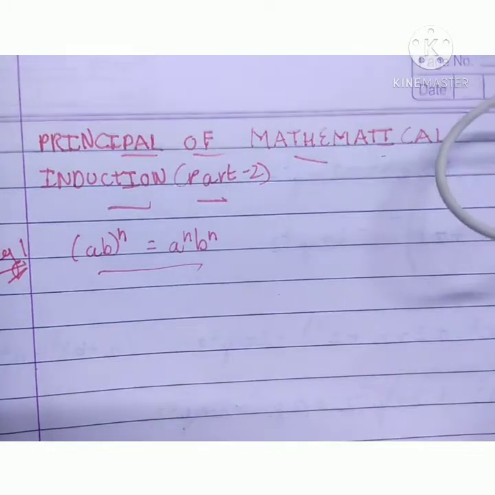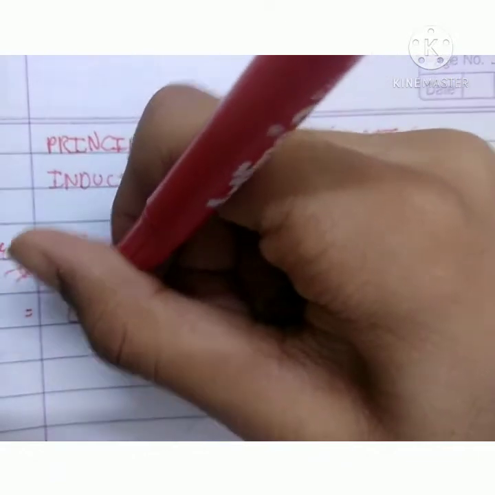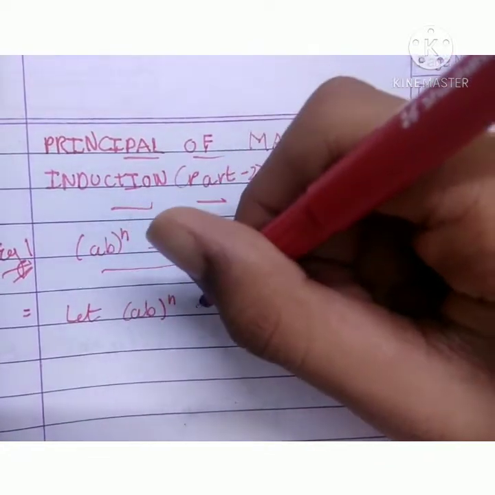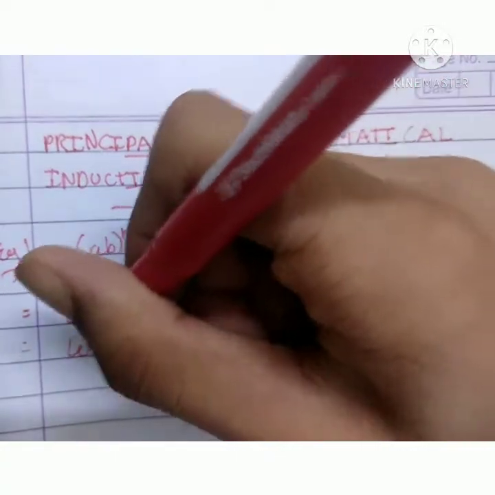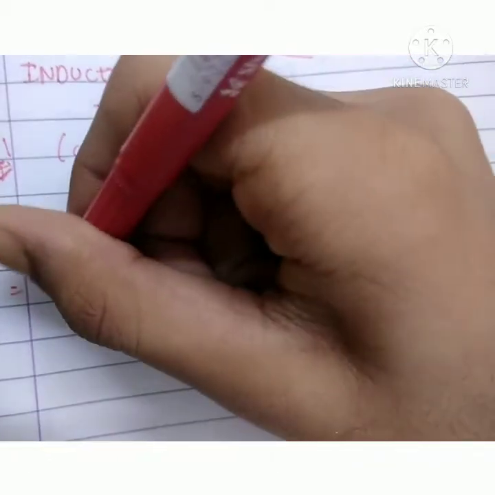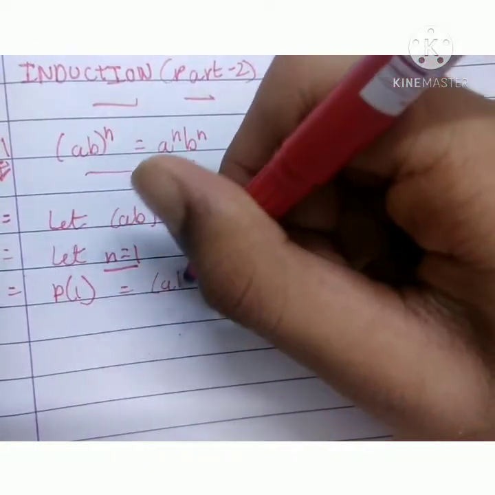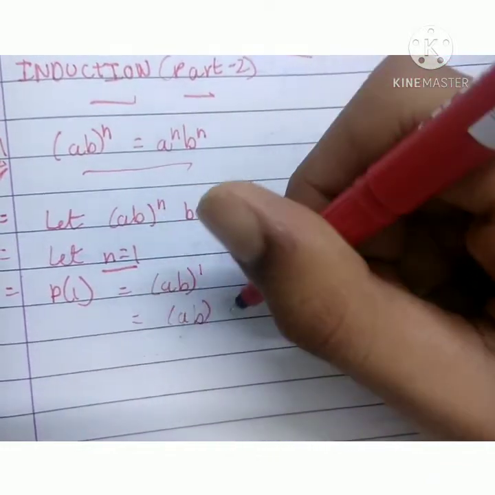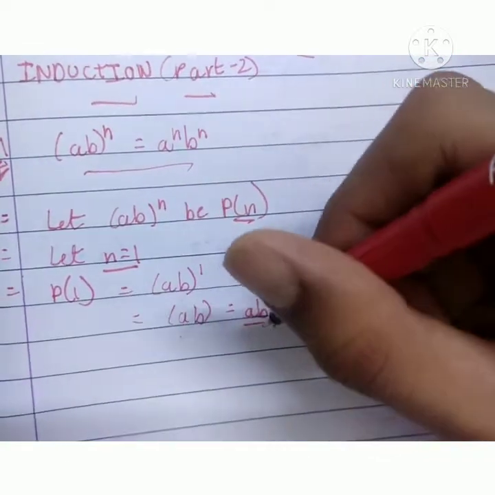Our first statement would be: let (ab) raised to n be the principal statement P(n). Then we let n be equal to 1, meaning wherever in the equation there is an n, we replace it with a 1. P(1) is equal to (ab) raised to 1. Whether we write the power 1 or not, it won't matter, so it becomes ab, because now there is no need for the braces.